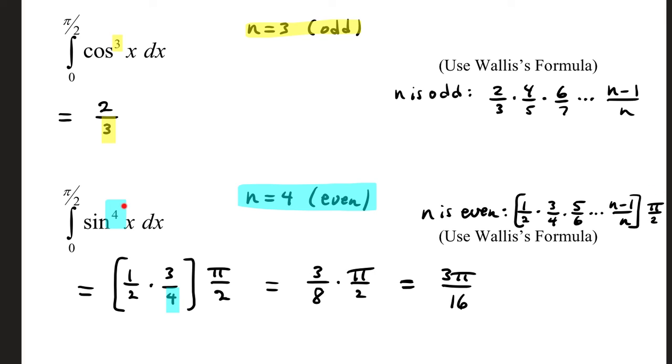So for this one, since it's a power of 4, we go 1, 2, 3, 4. So you stop after two fractions. 1/2 times 3/4, that's 3/8. Don't forget to multiply by pi over 2. 3/8 times pi over 2 is 3 pi over 16.